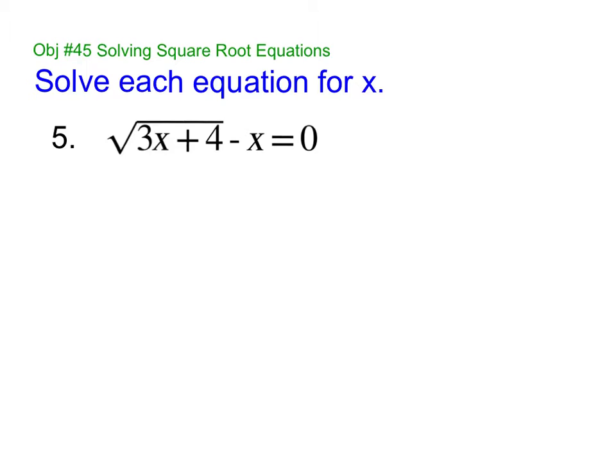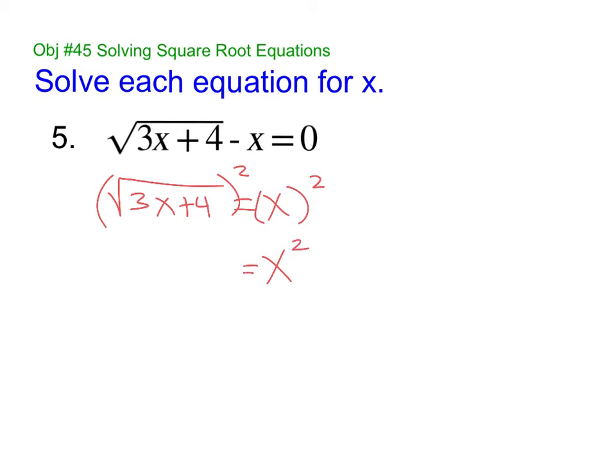All right, now getting a little harder because we're going to have quadratic solutions. Same process. I'm going to move the x so that I isolate my 3x plus 4. Now, how do I get rid of the square root? I square both sides. So x squared equals 3x plus 4. How do we solve that?